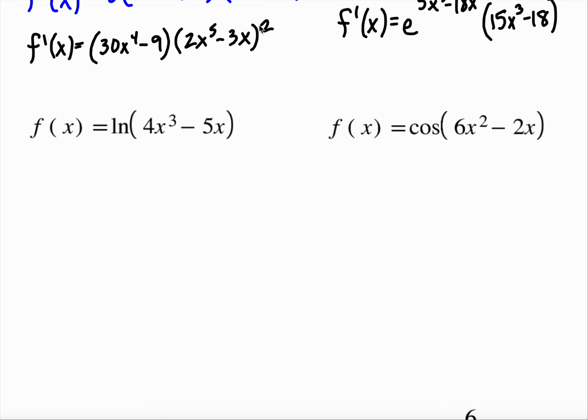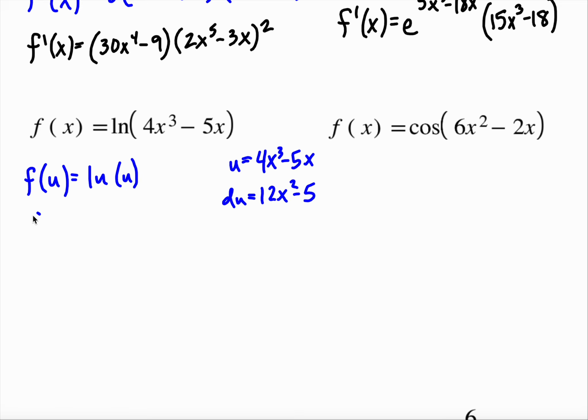So let's look at this one. We have the natural log of 4x cubed minus 5x. So again, we're going to call what's inside the parentheses u. So u is 4x cubed minus 5x, and then du is going to be 12x squared minus 5. And then we're going to have our equation in terms of u, which is just natural log of u. And then f prime u would give us 1 over u du. Okay, so 1 over u times the derivative.